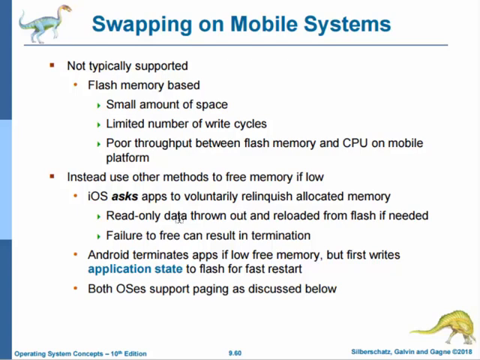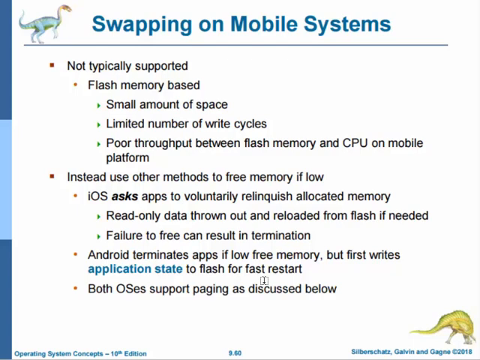Read-only data such as code, for example, are removed from the main memory, and later on they are reloaded from the flash memory if necessary. Meanwhile, data that have been modified, such as the stack, are never removed. However, any applications that fail to free up sufficient memory may be terminated.